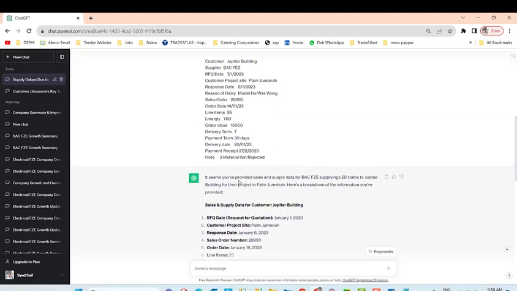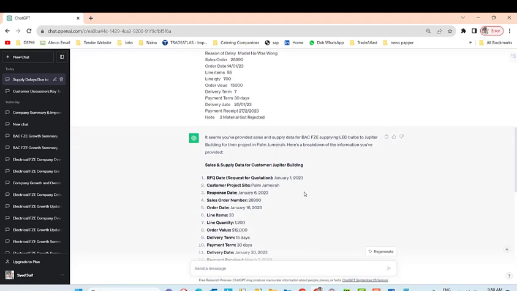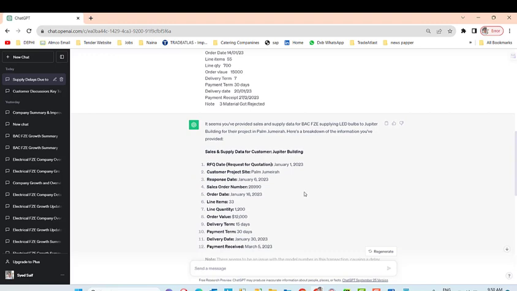It seems you have provided sales supply data for Back FZE supplying LED bulbs to Jupiter for their project in Palm Jumeirah. Here is the breakdown of information. Okay, so ChatGPT understands the information from its own perspective.